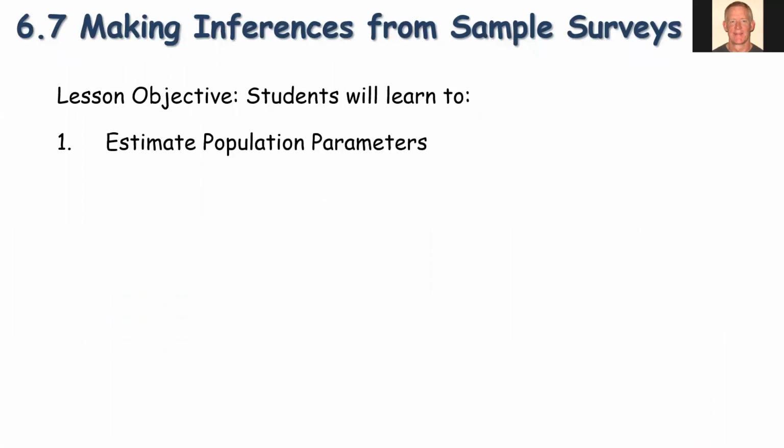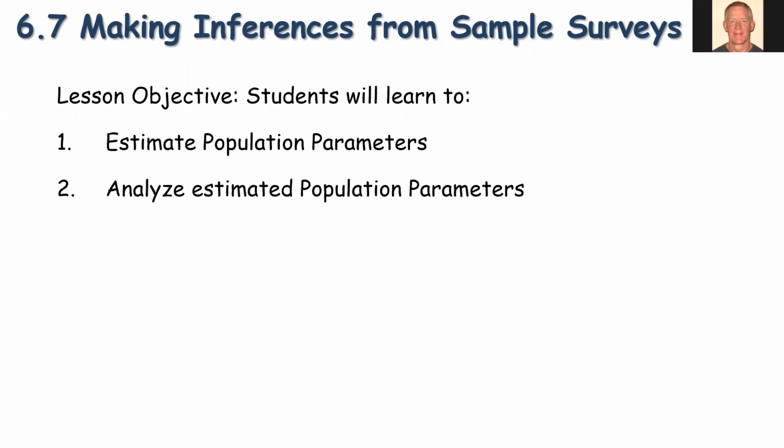So here are our objectives. First is to estimate population parameters using collected data from a sample. The second is to then analyze the estimated population parameters. What can we learn from them? Can we draw some conclusions? And then the third is to find a margin or margins of error for a survey.